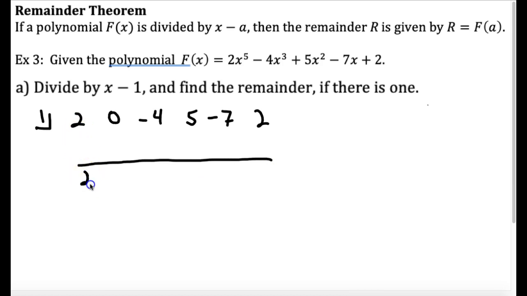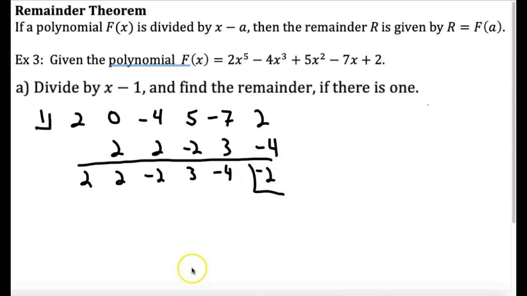So bring the 2 straight down. 1 times 2 is 2. Add, multiply, add, multiply, add, multiply, add, multiply, and add. So we get a remainder of -2.